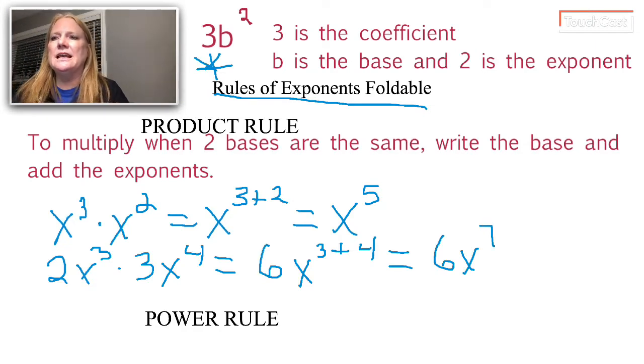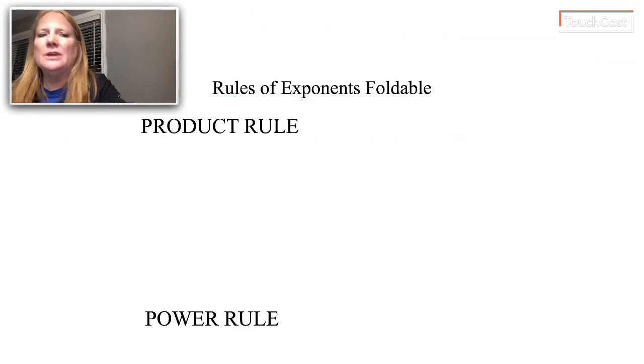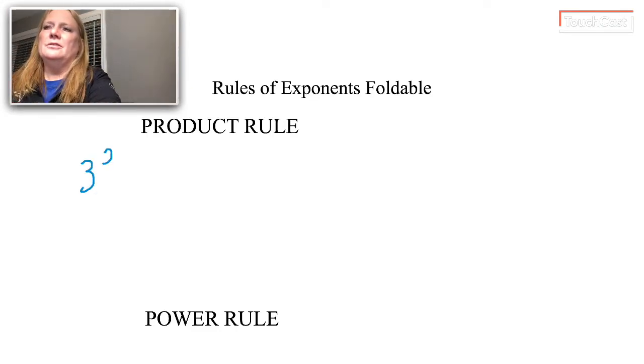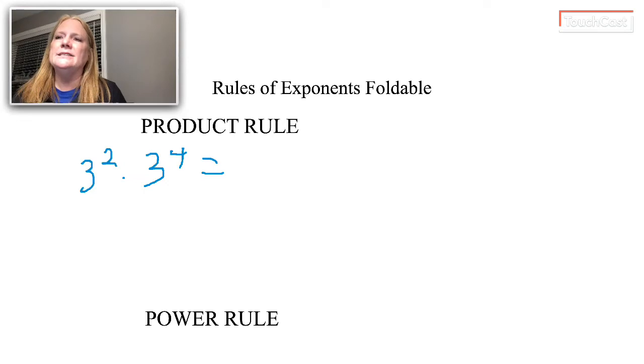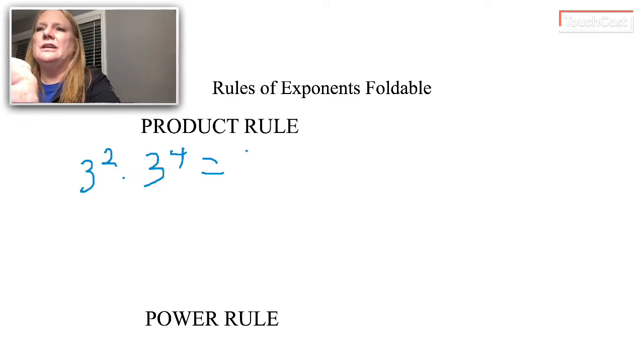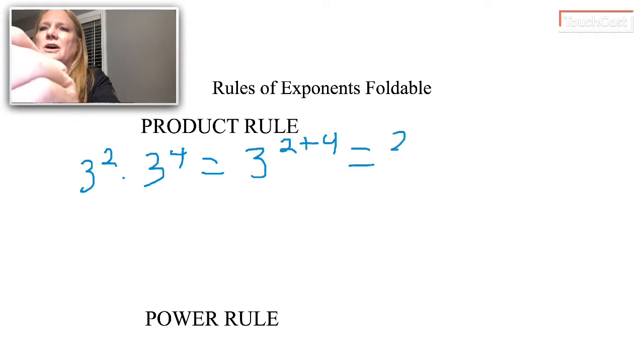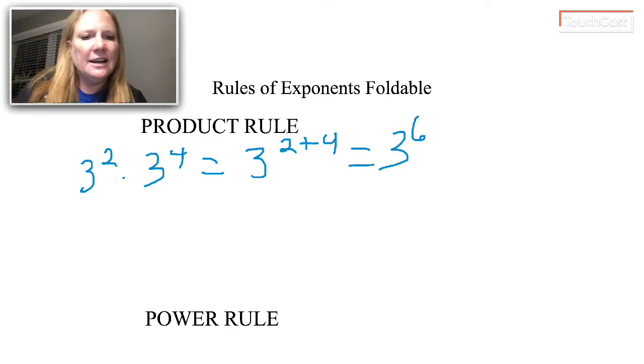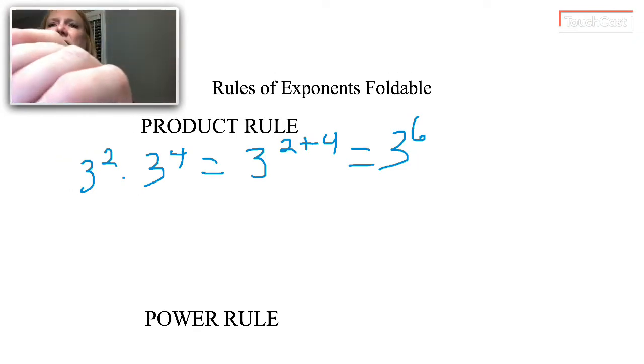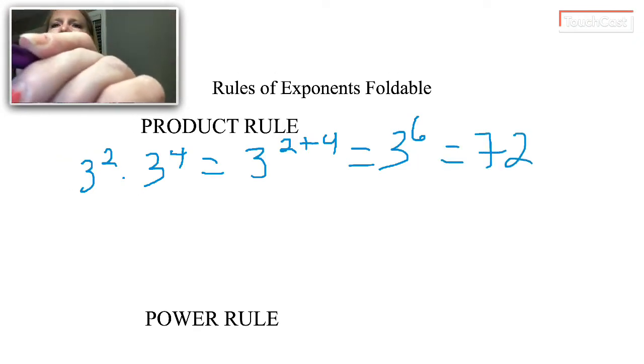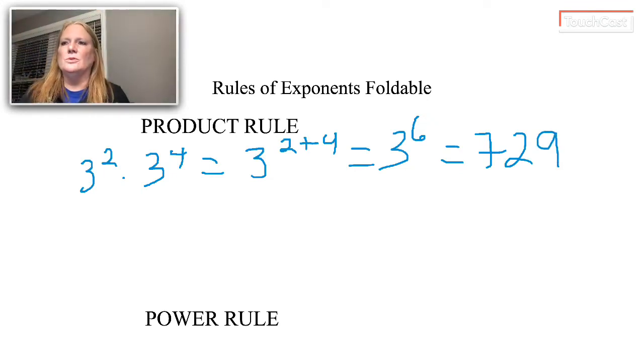All right, let's do an example with some numbers. Okay, so let's see. I have 3 squared times 3 to the power of 4. Okay, so we can still use the same rule. The bases are both 3. So that would be 3 to the power of 2 plus 4, or 3 to the power of 6. And I already did that on my calculator, and that is 729. Okay, so that is the product rule.